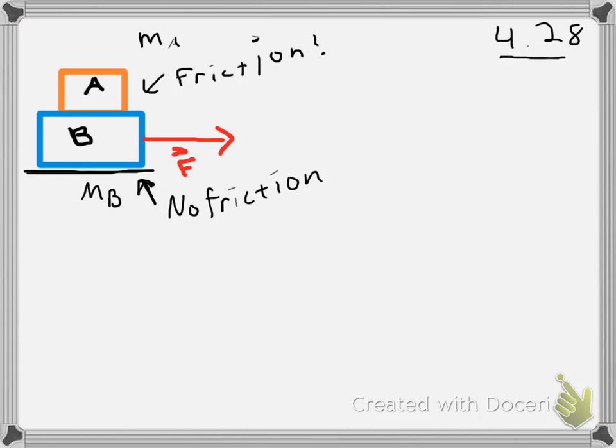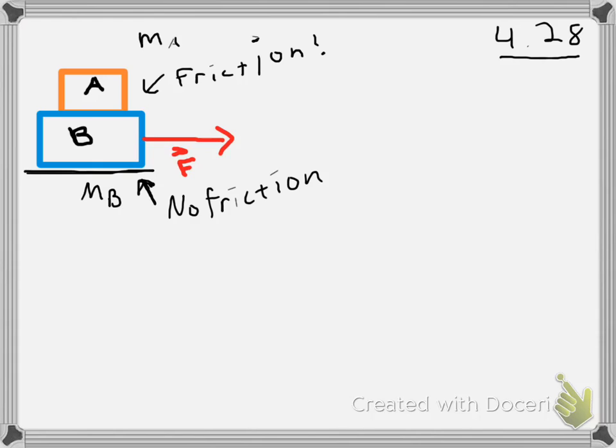This is problem 4.28. The situation is this. We are told that there are two blocks. There's block A and block B with masses m sub A and m sub B respectively. And that these two blocks are subject to an applied force, which I've labeled here as F, which is being applied to block B. And we're also told that between the surface that the system rests on and block B there's no friction, but that there is friction between block A and block B, just like I've labeled here.